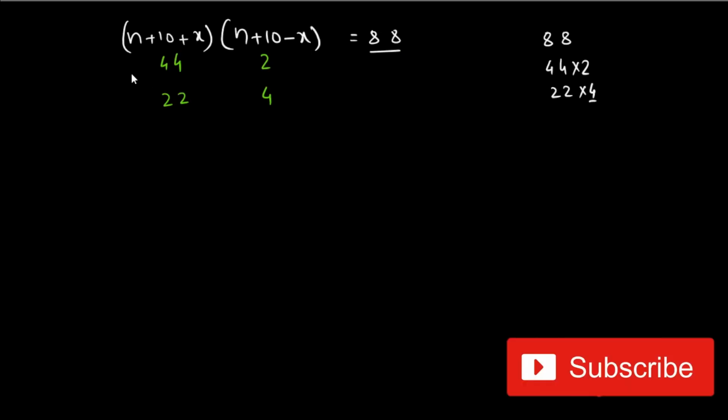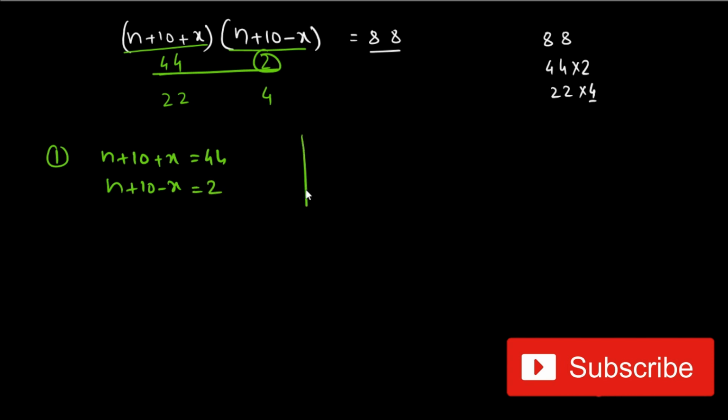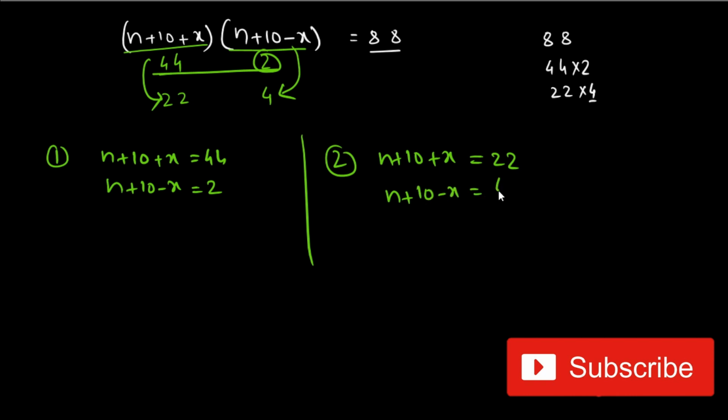So here we have copied down the last page's information. Now we'll put this value as 44. Case 1: n plus 10 plus x is equal to 44 for the first case, and the value of the other term is 2, so n plus 10 minus x is equal to 2. Now the second case: n plus 10 plus x is equal to 22, and the other is 4, so n plus 10 minus x is equal to 4.